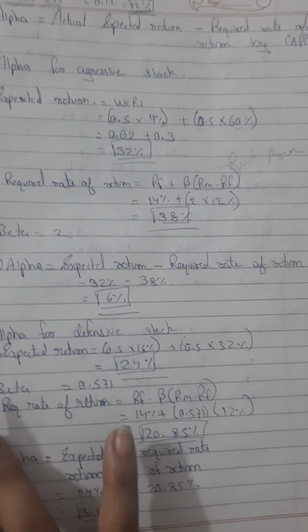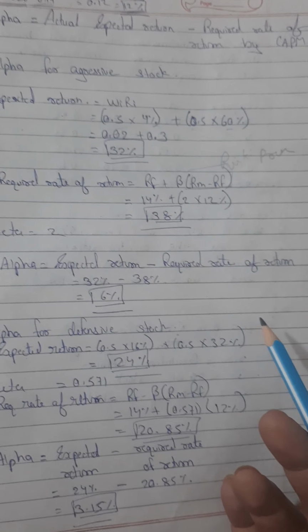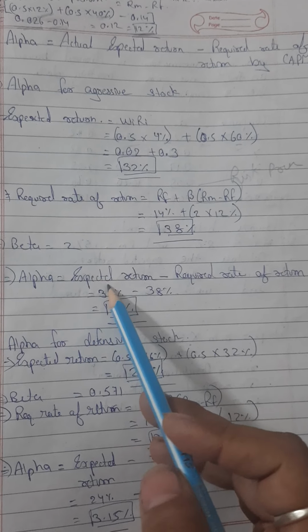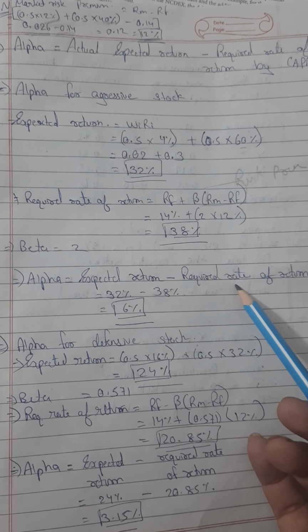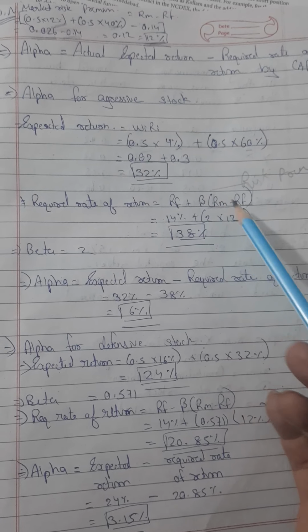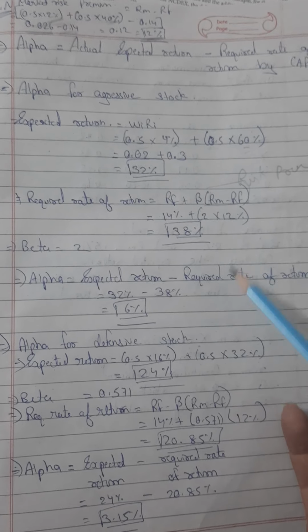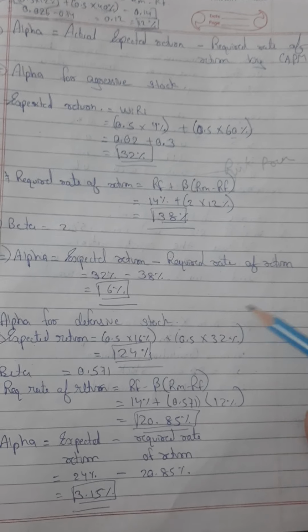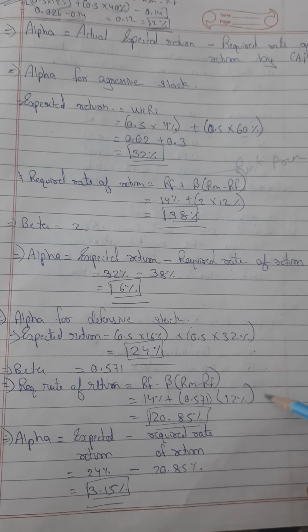Beta is 2, and putting the needed values in the equation: expected return minus required rate of return. Expected return was 32% and required rate of return was 38%, hence 6% will be the answer. In the same way, we have to calculate the alpha for defensive stock.